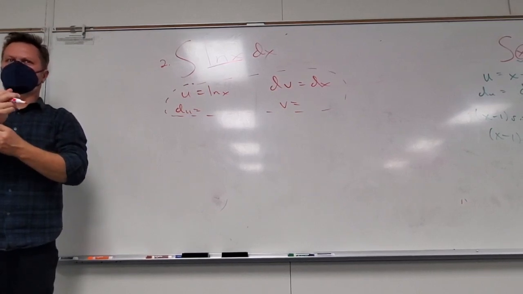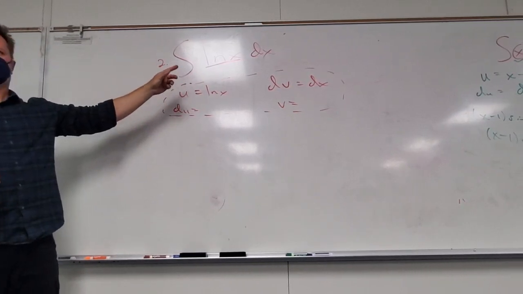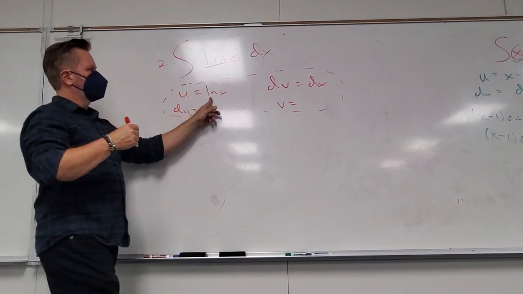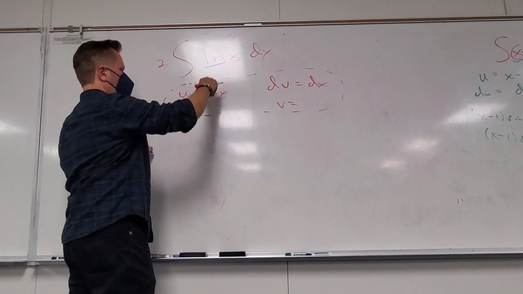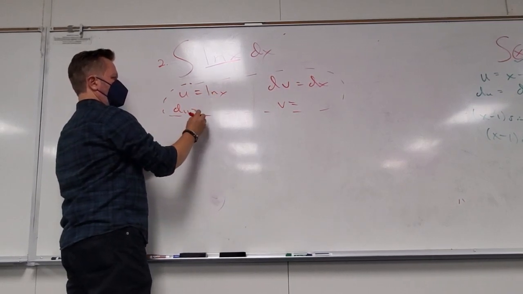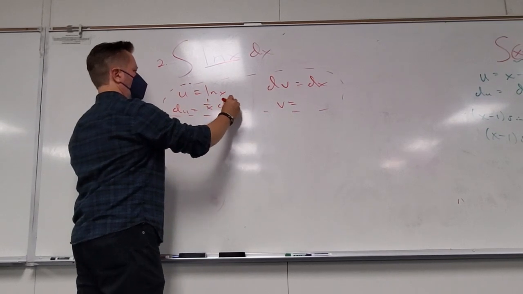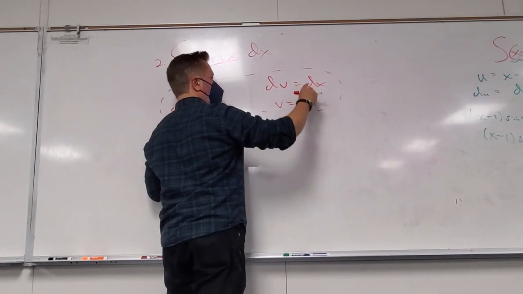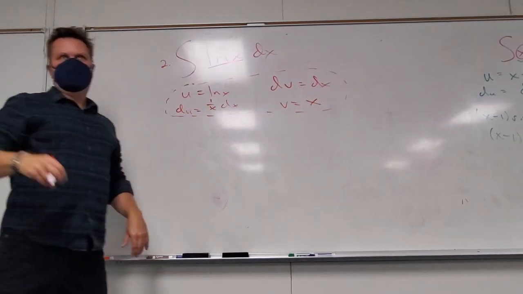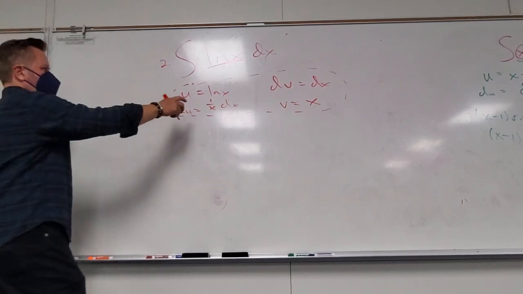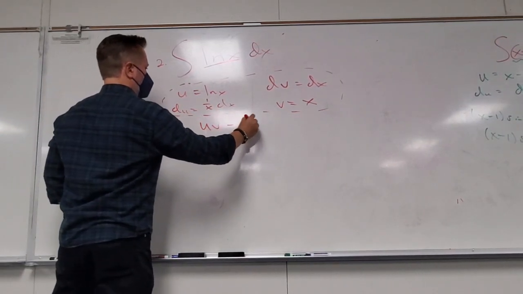All right, guys. Let me do this one first, since I got it up here. So it's got to be that and that, because I can't integrate this yet. du is, of course, 1 over x. The integral of 1 is x, because the derivative of x is 1. So then you got uv minus integral of v du.